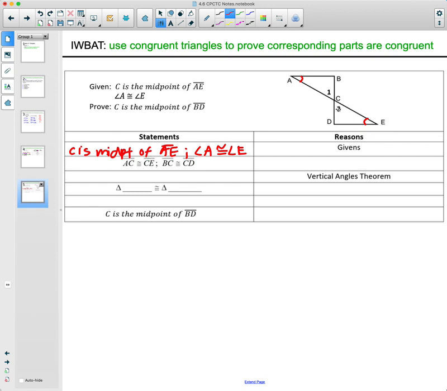C is the midpoint of AE, so C is in the middle of A and E, which means this side is congruent to this side. I'll mark one and cross off the other one. So AC is congruent to CE, by the definition of a midpoint. So we broke down that given. The next justification says vertical angles. We see the vertical angles here as angle 1 and angle 2, so angle 1 is congruent to angle 2.